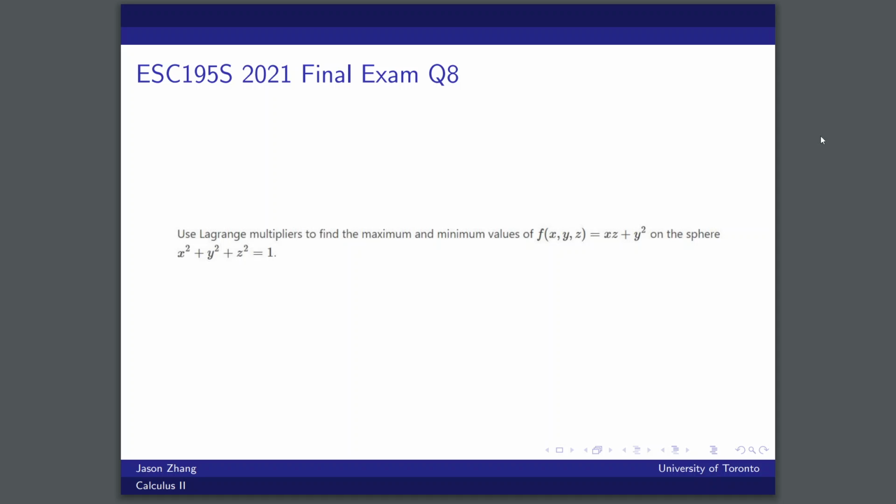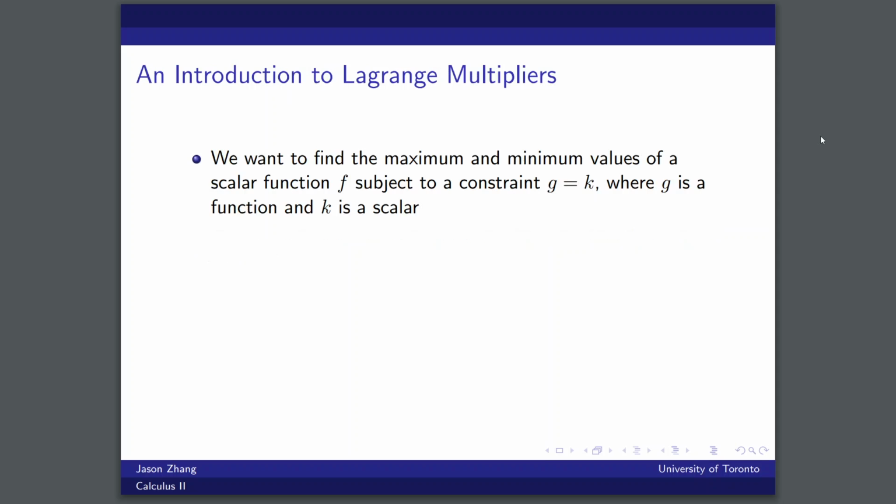So I'm going to cover exactly what Lagrange multipliers is, or the method and the theory behind it. Basically, we can use Lagrange multipliers when we want to find the maximum and minimum values of a scalar function f subject to a constraint g equals k, where g is a function and k is a scalar.